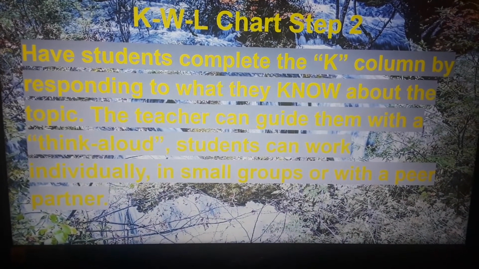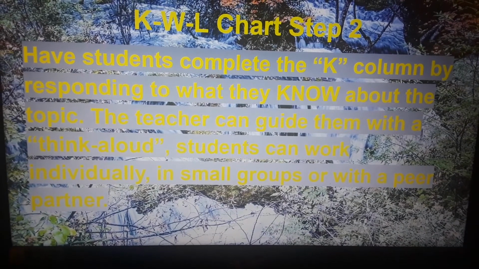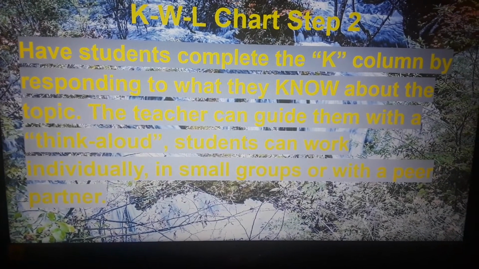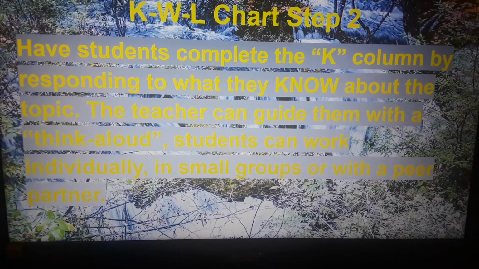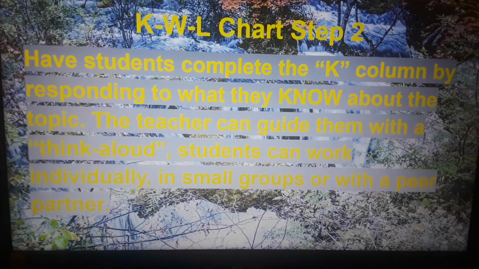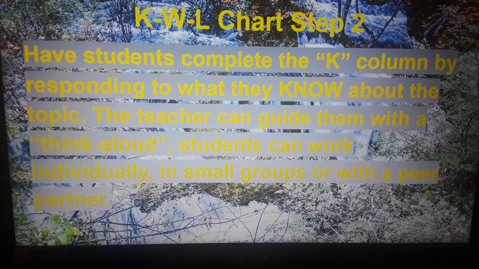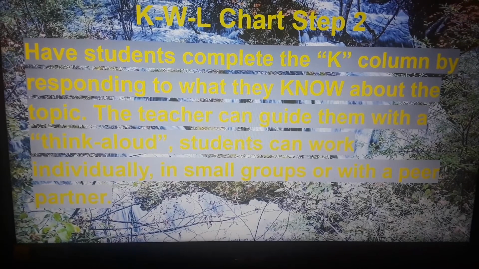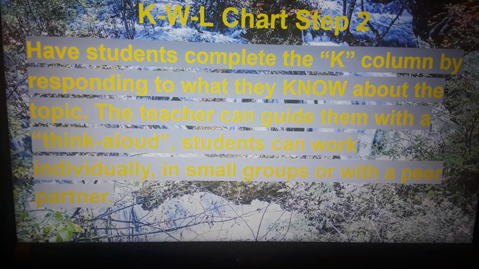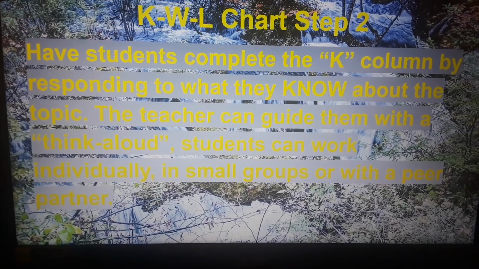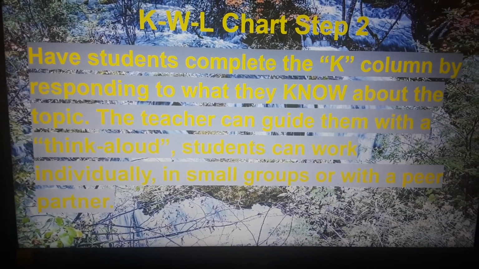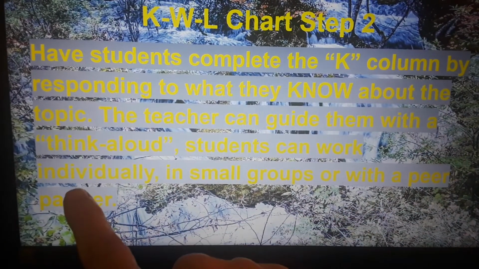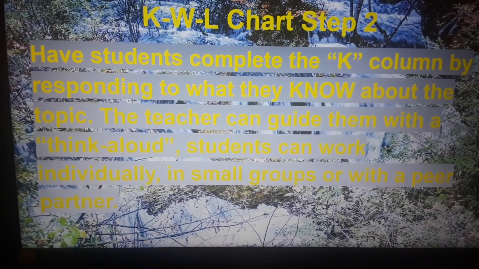Step 2. Let's complete the K column by responding to what we already know about this story. If this were a story about dogs, I might say, I know dogs can make great pets. We can work on this individually, in small groups, or with a partner.